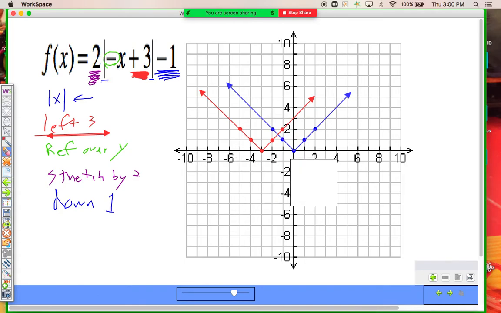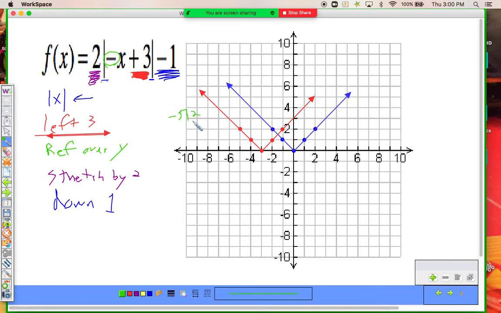So this is what I have right now. Let me write a couple ordered pairs up here. This is negative 5, 2. Negative 4, 1. Negative 3, 0.